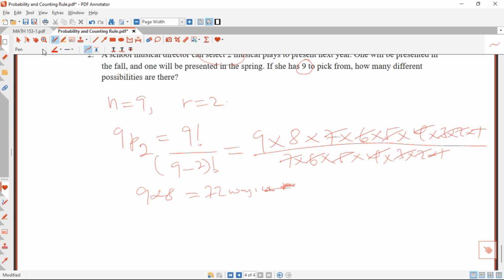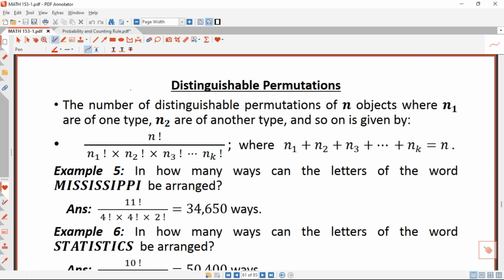So right now, you have been able to appreciate the fundamental counting rule and the permutation rule. Let's go into our slides to discuss what we call distinguishable permutation, right?